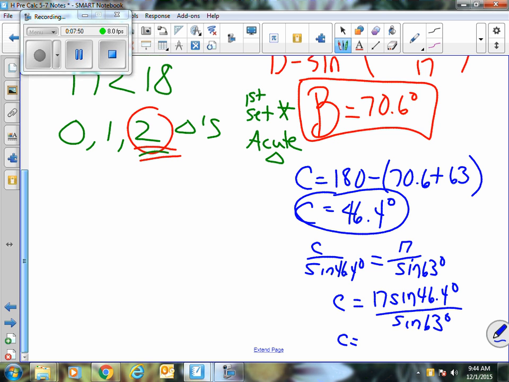I got 13.8. So that's our first set of solutions. It's an acute triangle. All three angles are acute. It's the same as everything that we were doing before. That's our first set. Now I'm going to go to the next slide here because there are some pictures here that I want you to look at.